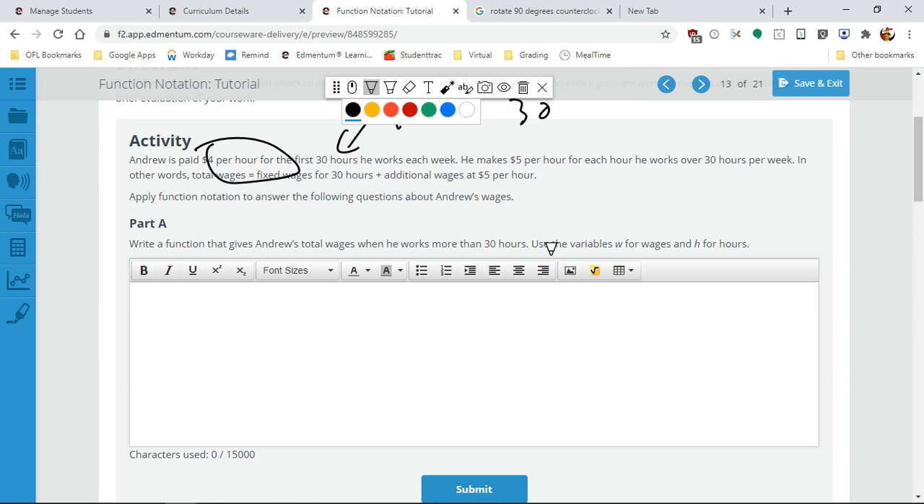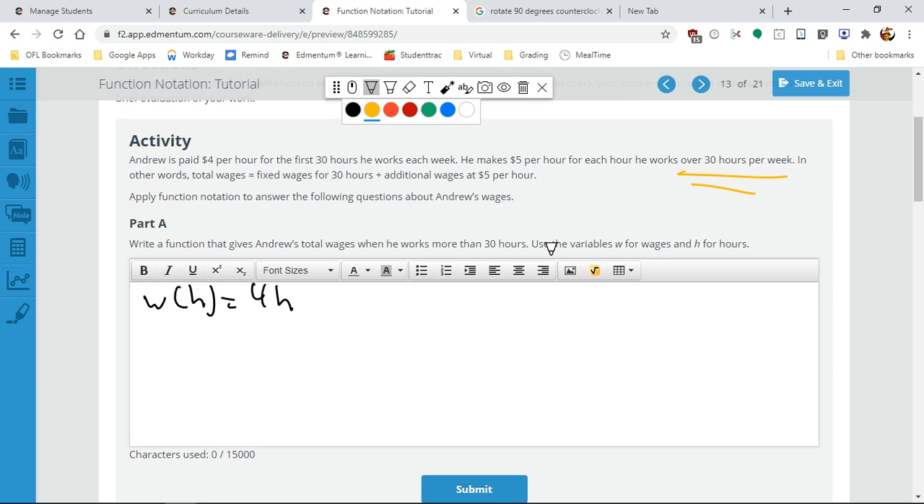So in this case, our W equals our wages. Let's just pretend he's not getting this extra $5 an hour over those 30 for right now. If I just wanted to do how much he gets paid, 4 times H. H is our input. So if I wrote this down in function notation, it'd be W of H equals 4 times H. But now we are going to talk about this over 30.